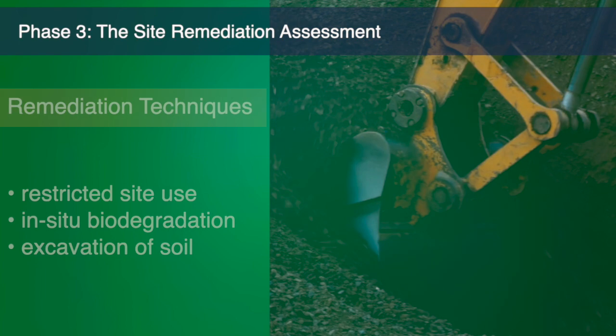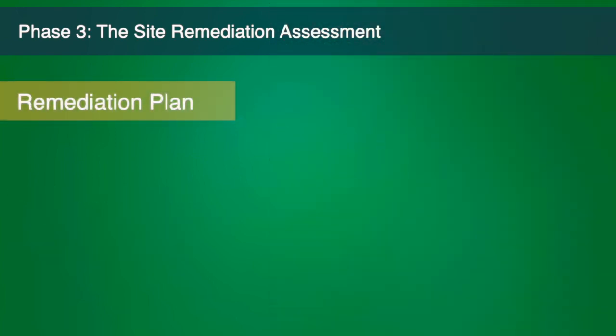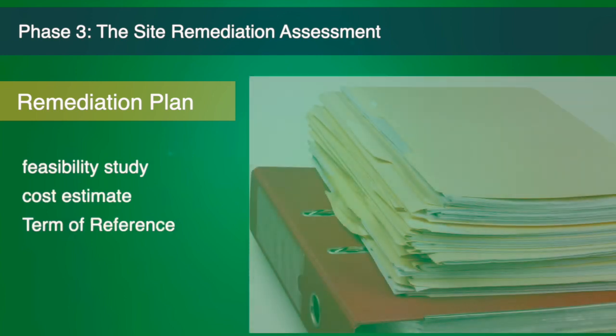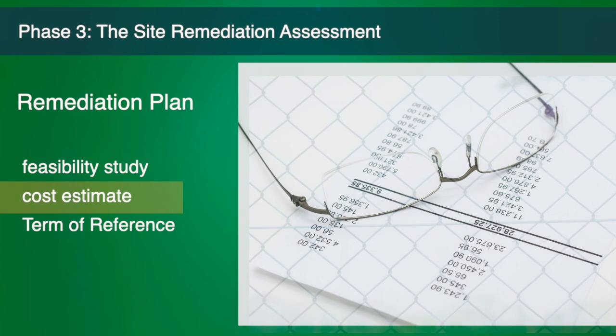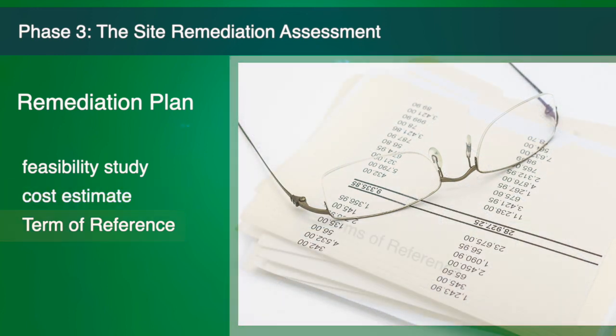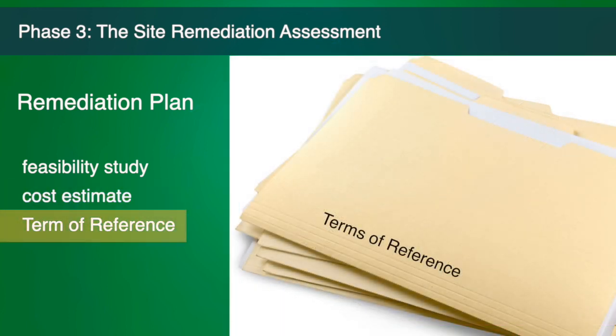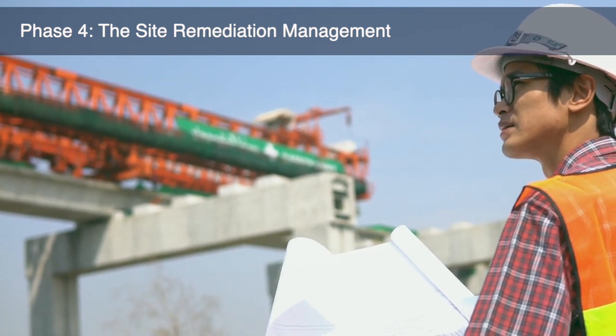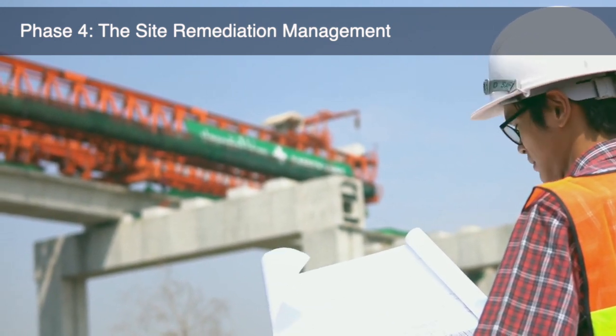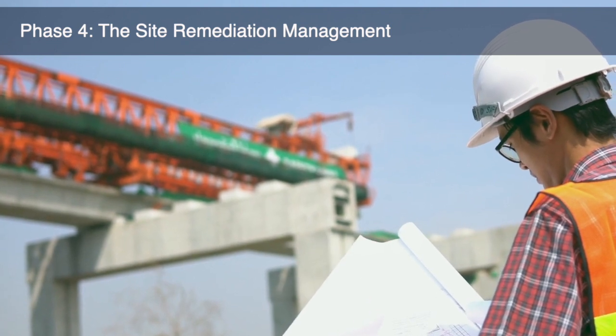The results of this remediation assessment are reported in a remediation plan, the deliverable of this phase. A remediation plan includes a feasibility study, a cost estimate, and the terms of reference of the best option. This phase is often executed by specialized consultancy firms. When the financing is secured, preferably by the polluter pays principle, the next phase, the remediation itself, can be implemented.